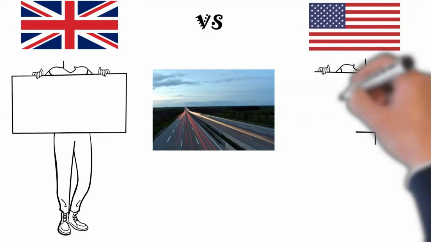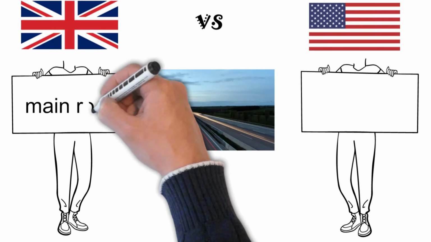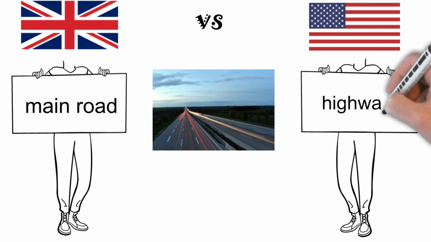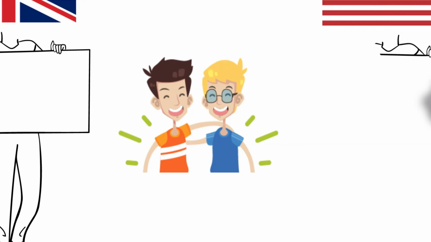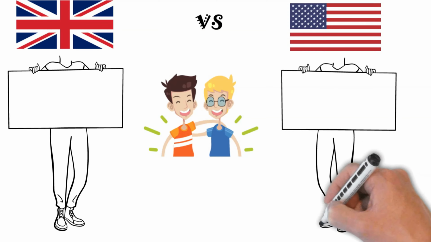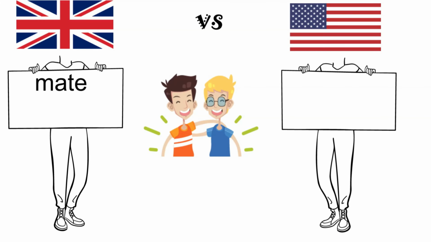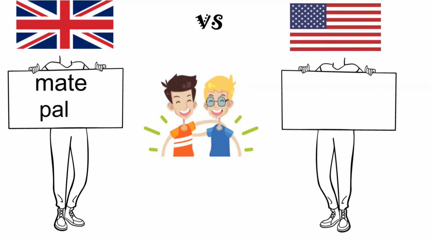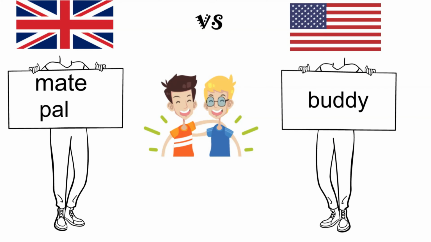As you can see, you see a road. In British, we say the main road. But in American, we say highway. As you can see, you see two kids being friendly, and it's one of your closest mates. In British, we call it mate or pal. In American, we call it my best friend or buddy.